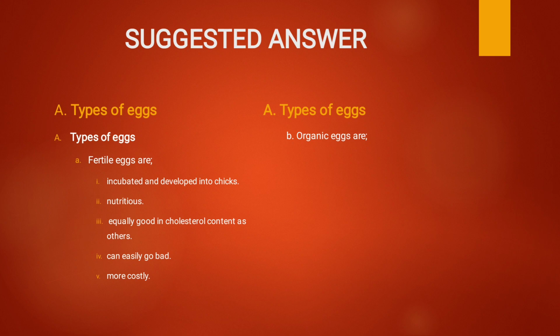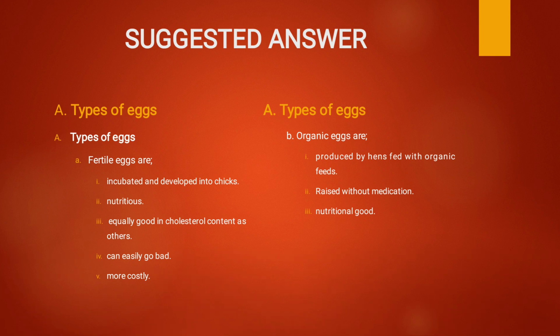So what you are trying to say is that you categorize them and then you focus on them one after the other. So A has children. The grandchildren of types of X are incubated and developed into chicks, nutritious, equally good in cholesterol content, are these ones. I hope it makes sense. Nice one. So B, organic X are produced by hens fed with organic feeds. 2, organic eggs are raised without medication.